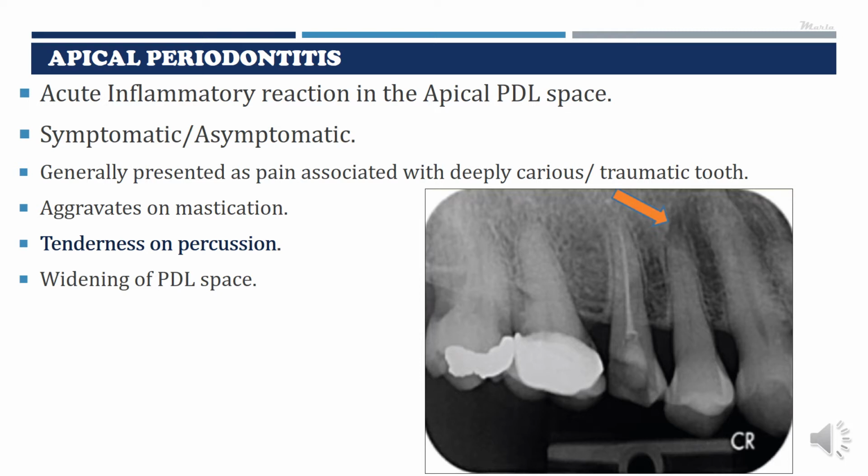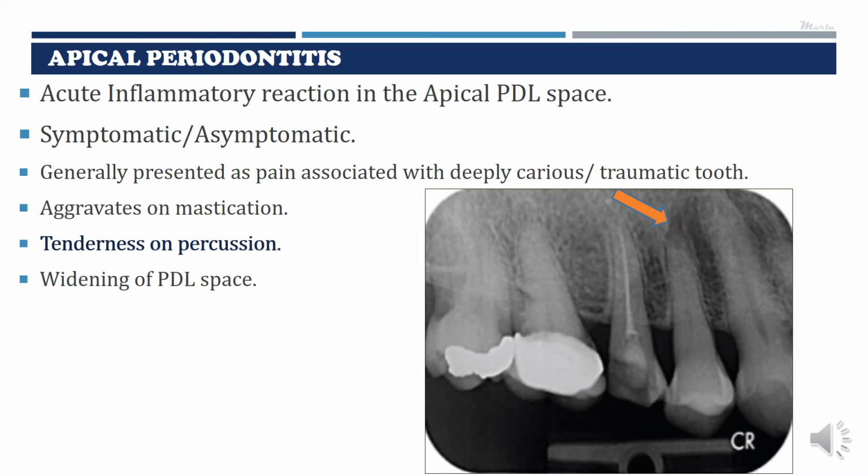Also, it is categorized into symptomatic and asymptomatic based on whether there is associated pain or not. Generally, a case of apical periodontitis is associated with pain, and the associated tooth will show a deeply carious lesion, or the tooth may have undergone trauma. A classical finding of apical periodontitis is that the pain aggravates on mastication. The process of mastication transmits forces onto the occlusal surface of the tooth, which is further transmitted into the periapical area, that is the periodontal ligament space.